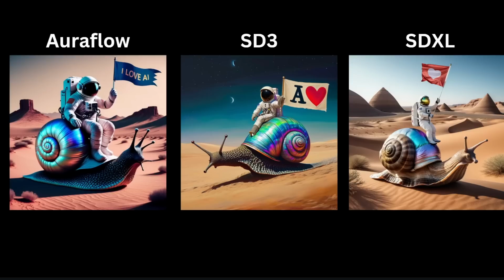And here are all three models side by side. Again, in terms of realism, I would have to give it to SDXL. This looks the most realistic. However, in terms of following the prompt, I think AuraFlow is the best one here. It was the only one that was able to generate a flag with "I love AI." And then surprisingly, SD3, which is supposed to be really good with text, still could not generate a flag with "I love AI."